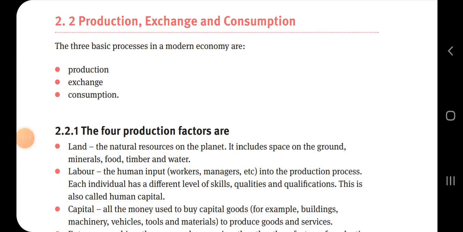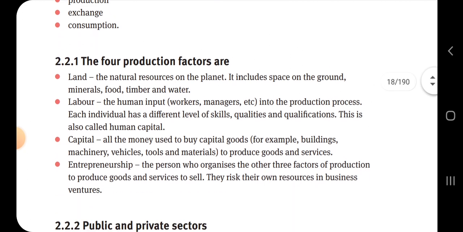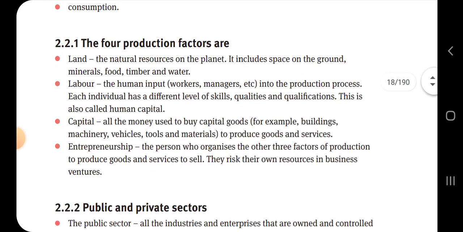So we have the 3 basic processes in a modern economy. There's production, exchange, and consumption. Those are the 3 basic processes in a modern economy. And then the 4 production factors, we know them as the factors of production.